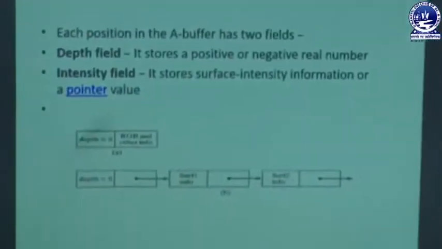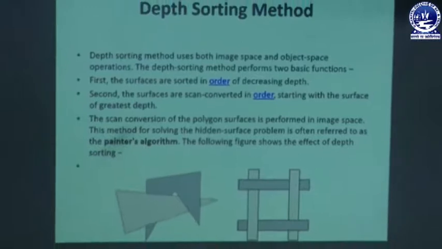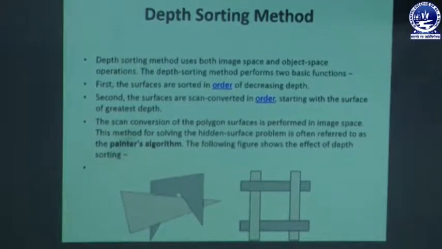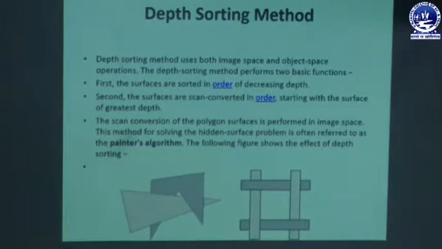So now we go to our next algorithm, through which the hidden surface is detected and eliminated and the visible surface is accessed. The next method is the depth sorting method. Here the depth sorting method uses both image space and object space operations. As you know, in general, surface detection methods use two approaches, one is image space and the other is object space.